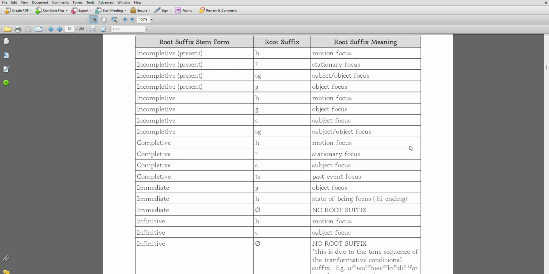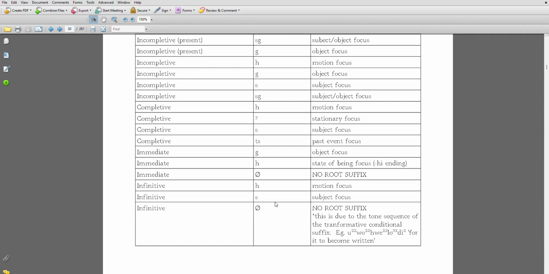And then in the infinitive, you will find H, S, or nothing. H is motion focus and S is subject focus. And again, if there is no root suffix, this is due to the tone sequence of the transformative conditional suffix. So for example, uwohueloti, for it to become written.